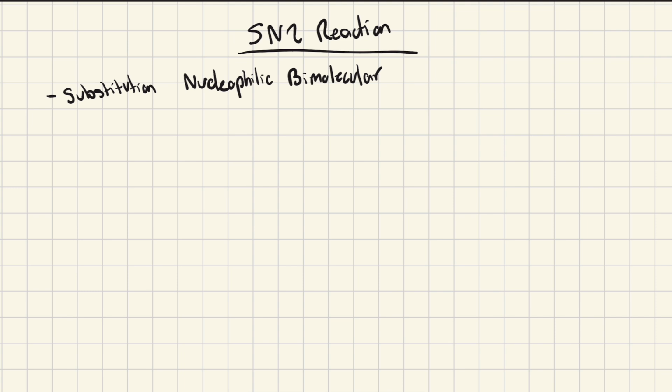If you look at E1 or SN1, they start just with the substrate when it turns into a carbocation. But here, we don't have any carbocation conversions, no intermediates, so we need both the nucleophile and the substrate.